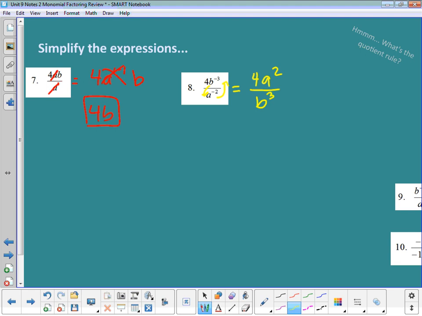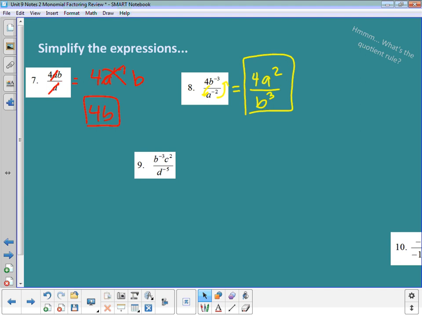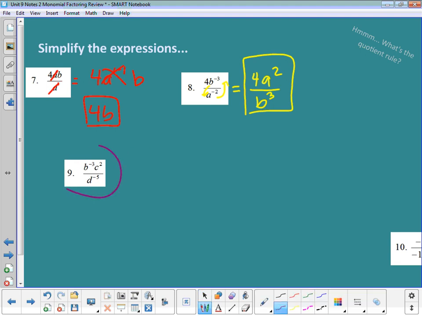So 4a squared over b to the third, and then I need to look and see if there's anything else that I can simplify. There's nothing else that cancels out, so that's just my final answer. As long as I have no more negative exponents in there and I've done all the simplifying, then that's all I can do. I want you to take a second here and see if you can work on number 9. Complete number 9 on your own time.